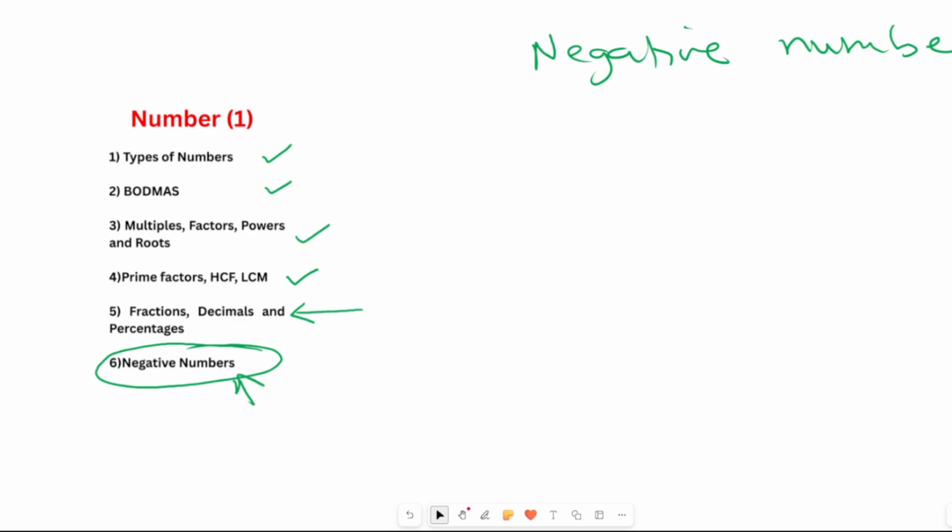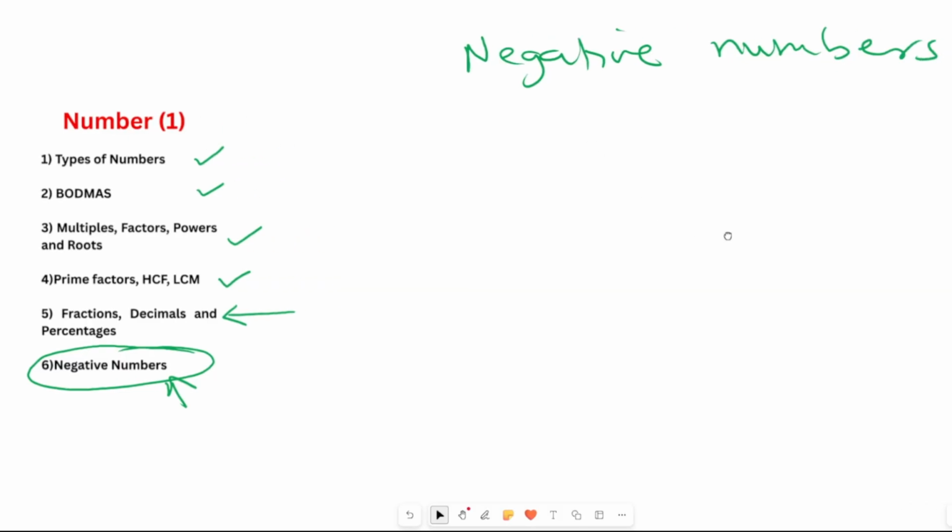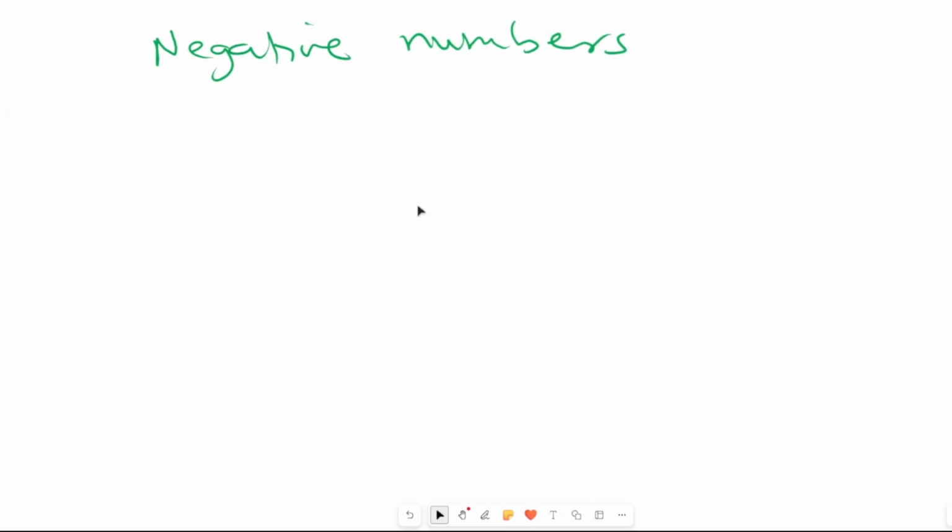How do we handle negative numbers? They are tricky, they can be annoying, they can be confusing, but once we know how to handle them, we can do very well in it. So let's look at this major topic, negative numbers.